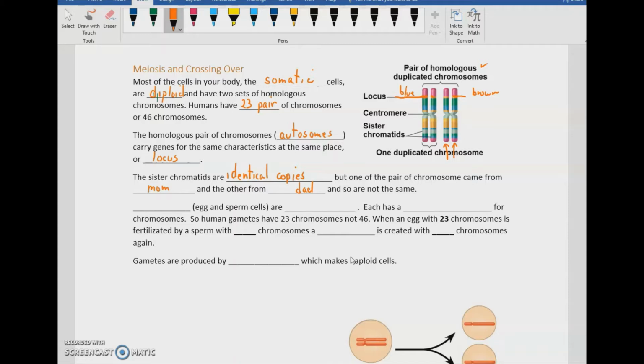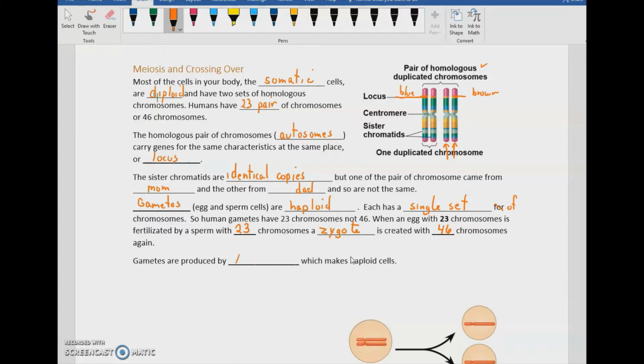Okay, so gametes are egg and sperm cells, and egg and sperm cells are haploid. That means they have exactly half the number of chromosomes that your somatic cells have. So each one is going to have a single set of chromosomes. The sperm has 23 chromosomes, and when egg and sperm combine, a zygote is created that has the right number. It has 46 chromosomes again.